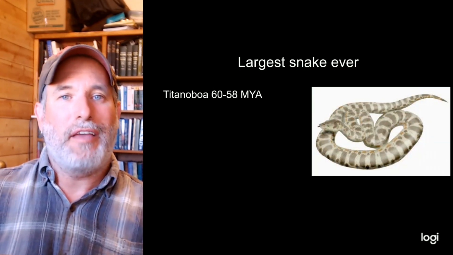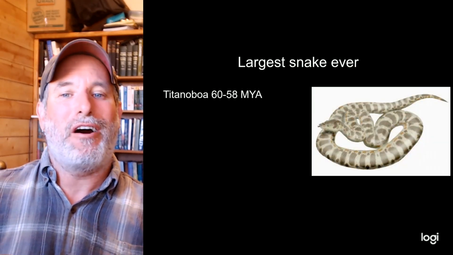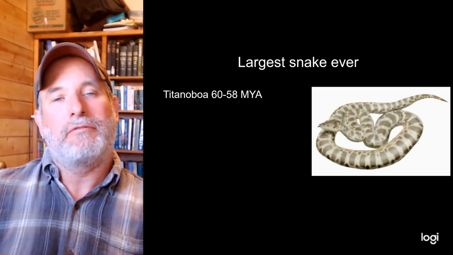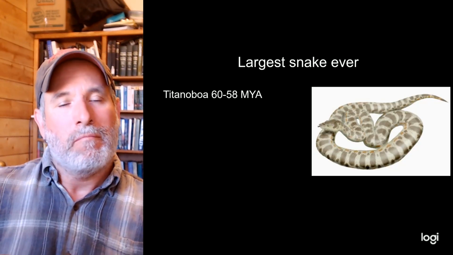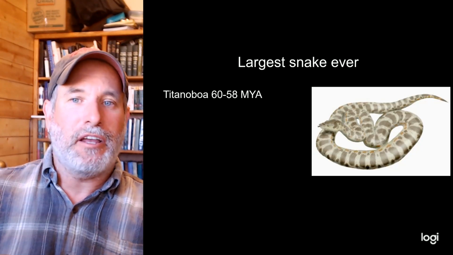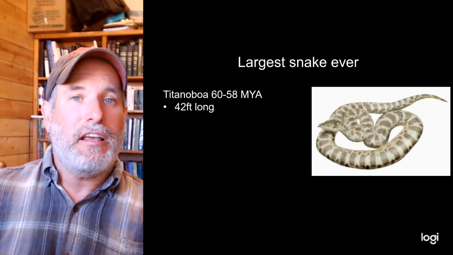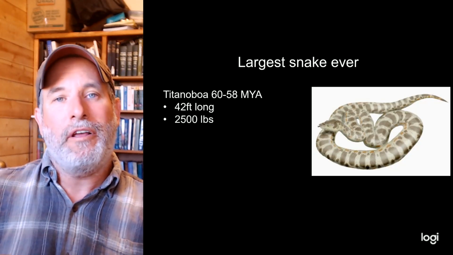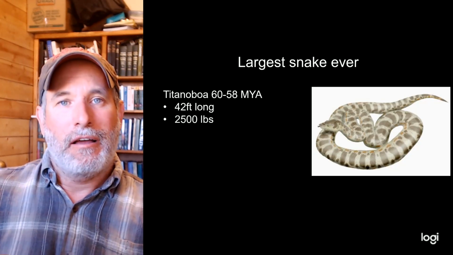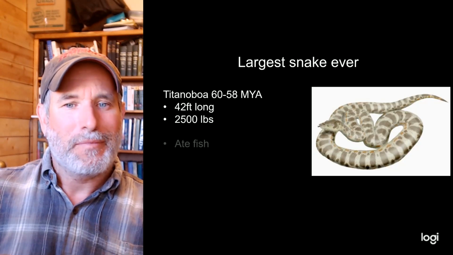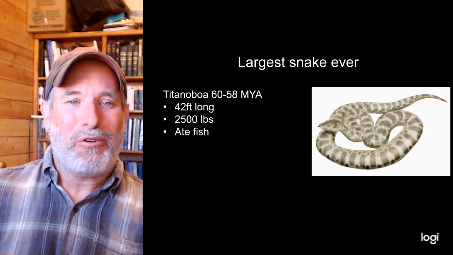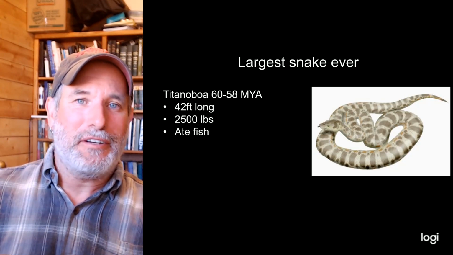Now, both the anaconda and the reticulated python pale in comparison to Titanoboa. This lived in modern day Colombia about 60 to 58 million years ago. This snake got up to 42 feet long. It weighed as much as 2,500 pounds. And can you guess what it ate? Try fish. That's pretty wild, isn't it? The largest snake in the world was a semi-aquatic thing eating fish.